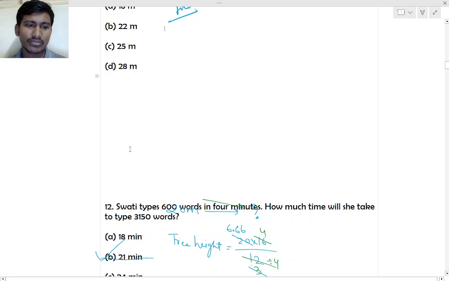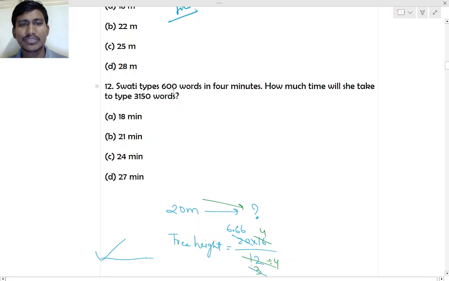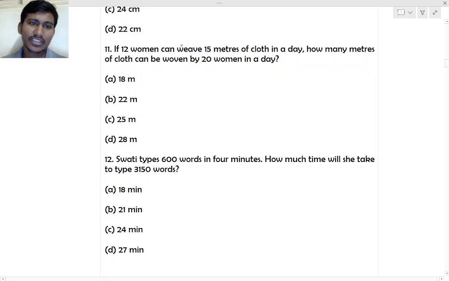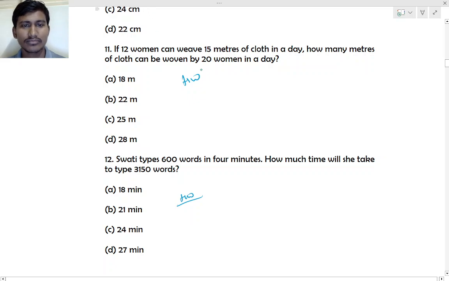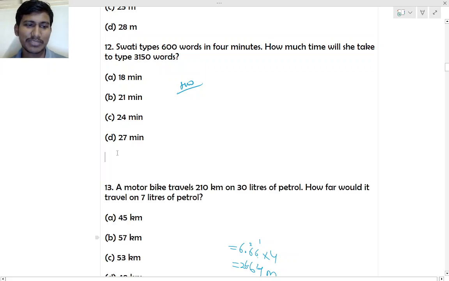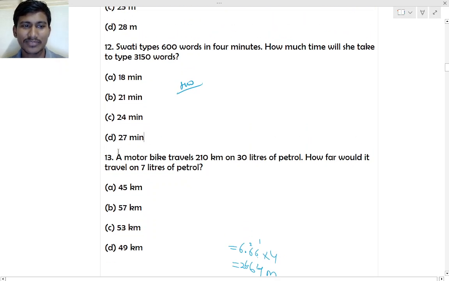Next, the 12th question. Swati types 600 words in 4 minutes. How much time will she take to type 3150 words? So homework. Easy questions. Understand? Sir, I need 5 minutes to type 3150 words. Okay. You have to learn typing. This is a digital world. You should type very fast.